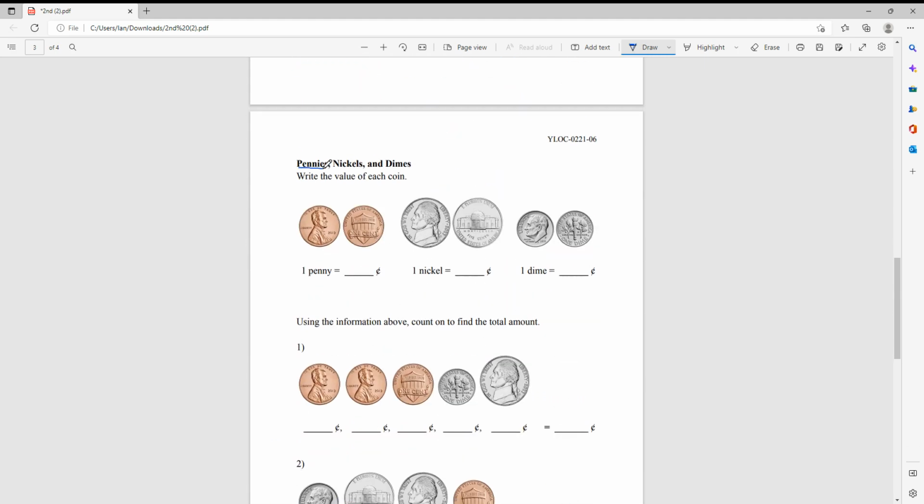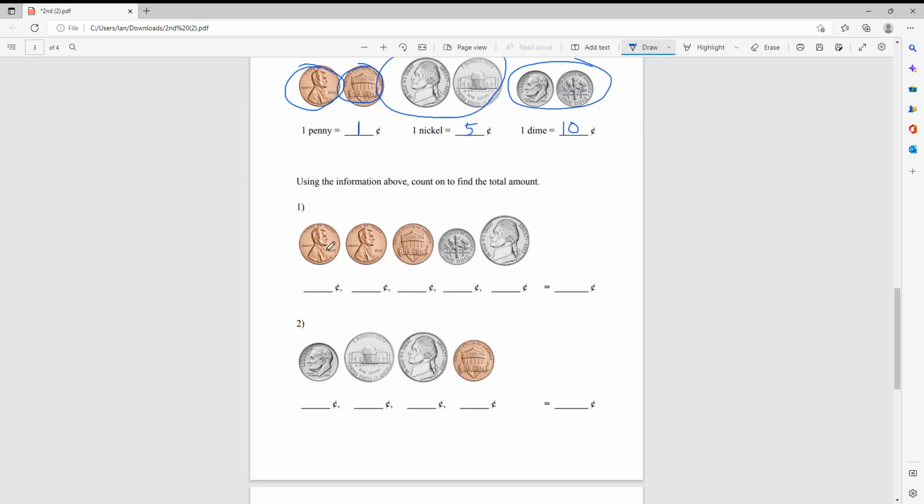So next is pennies, nickels, and dimes. The copper-looking coin here is the second smallest one, and we know that this one is just 1 cent. And then the nickel is the biggest one here, and nickels are 5 cents, and the smallest one, which is a dime, equals 10 cents.